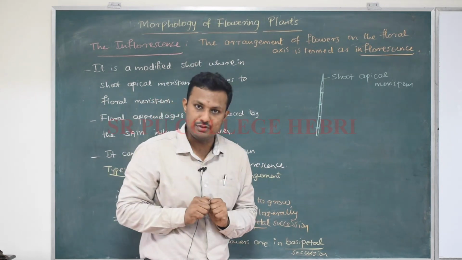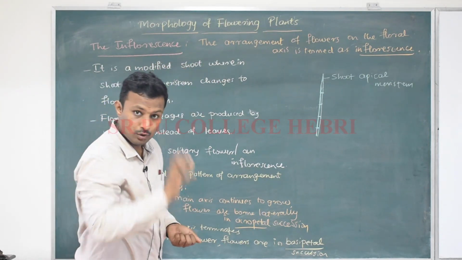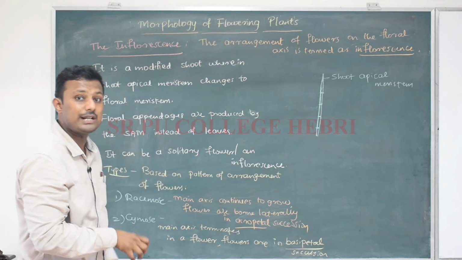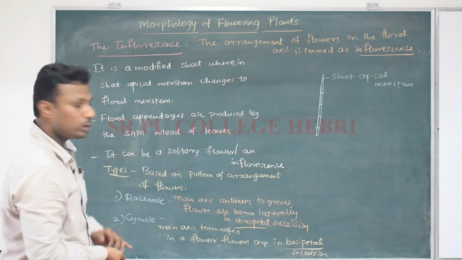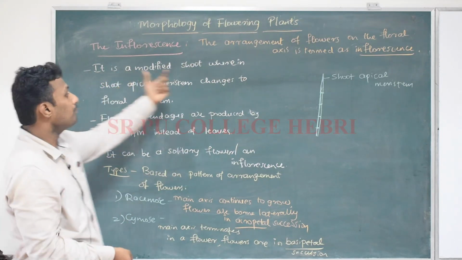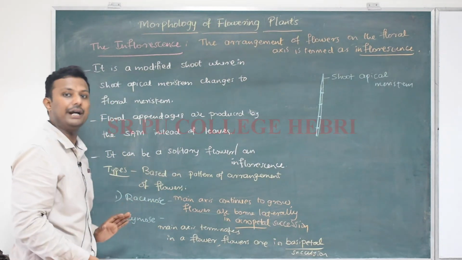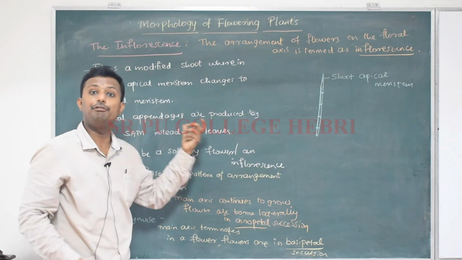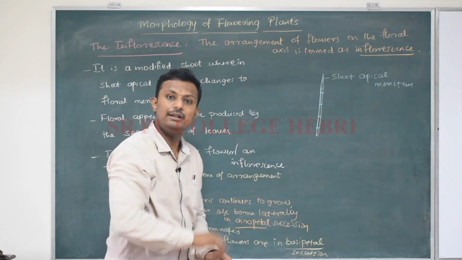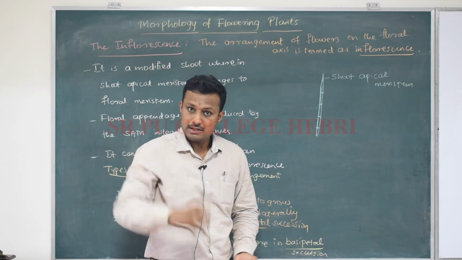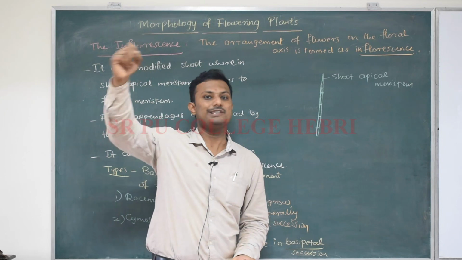How is it produced? It is a modified shoot. In order to understand more technically what exactly the inflorescence and the floral axis are, we need to go through this information now. It is a modified shoot, meaning a part of the stem which has been modified to form the floral meristem. This apical meristem will have different types of meristematic cells. Some of these meristematic cells are destined to produce leaves.